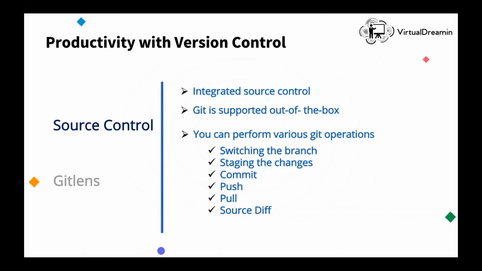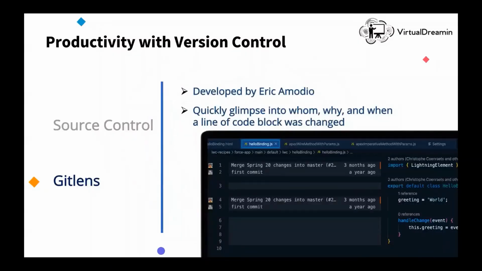Maybe you want to switch the branch. Maybe you want to stage the changes, commit and push the changes, or you want to pull the changes from your source code. You can always do that right from your Visual Studio Code. I will show you with a proper demo again.